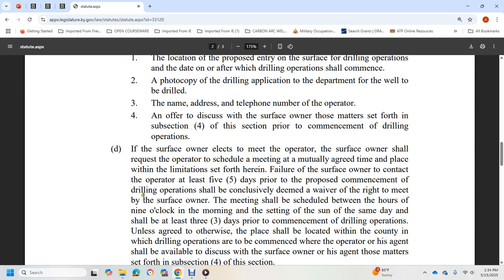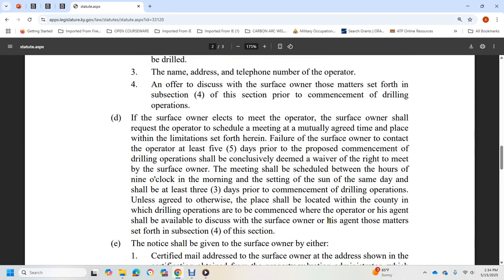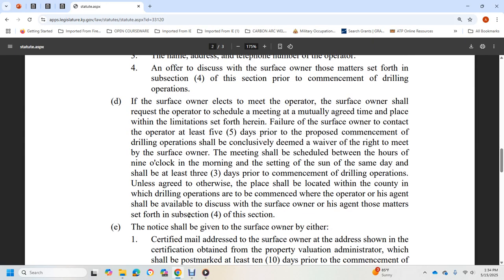The meeting shall be held between the hours of 9 o'clock in the morning and sunset on the same day, at least 3 days prior to the commencement of the drilling operation, unless otherwise agreed upon. The place shall be located within the county where the drilling operation commenced, with the operator and his agent available to discuss with the surface owner and his agent the matters set forth in subsection 4 of this section.